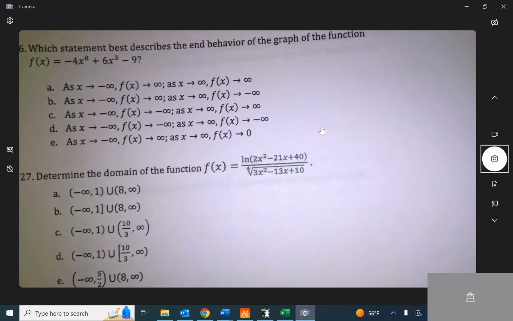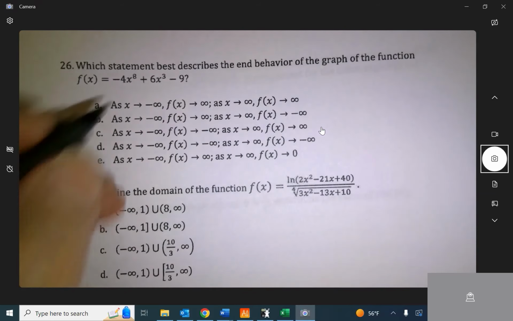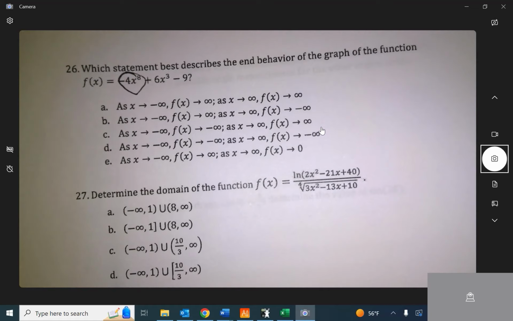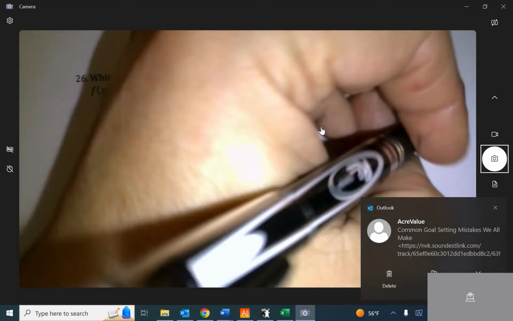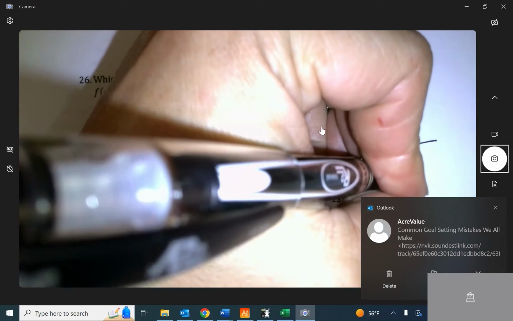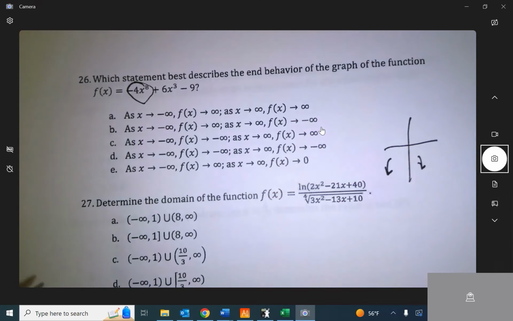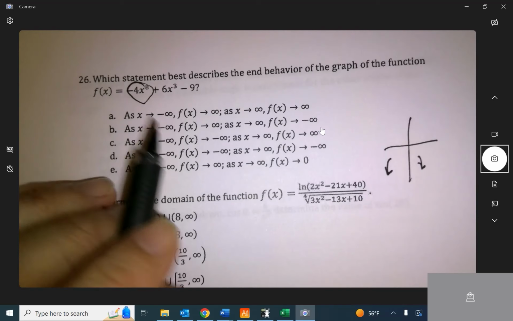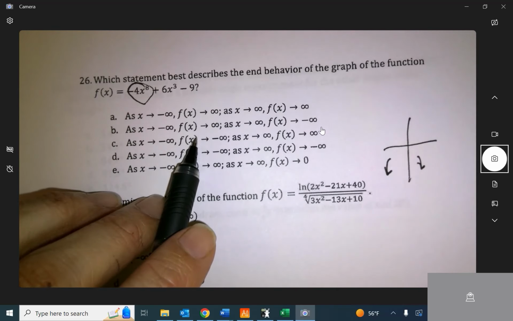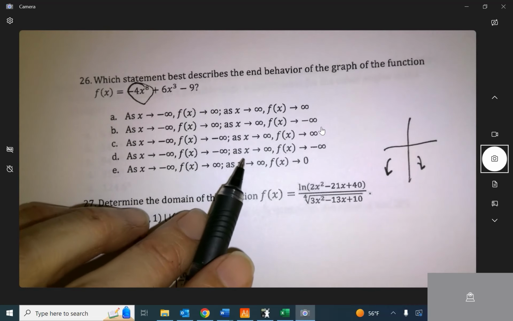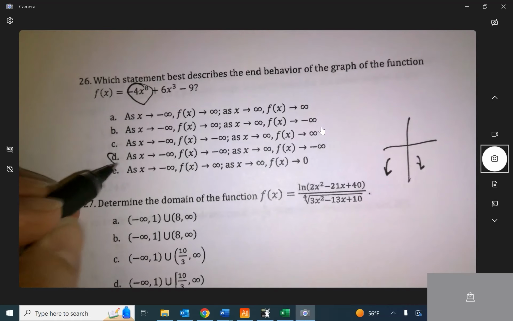And behavior. Oh my God, you guys know this. I'll be darned. All those MF quizzes, paying off. So you know that negative 4x to the 8th starts low, ends low. Who would have thunk? So as x goes to negative infinity, y goes to negative infinity. That looks good. As x goes to infinity, y has to go to negative infinity. So choice D.